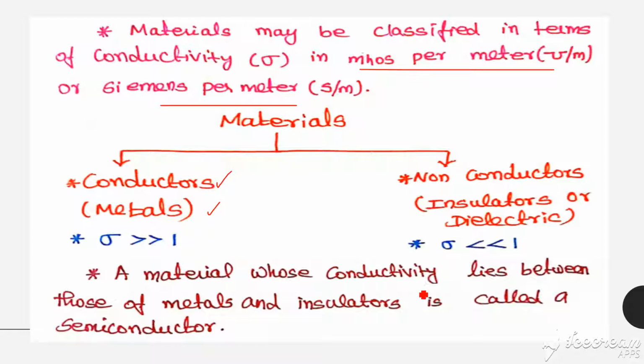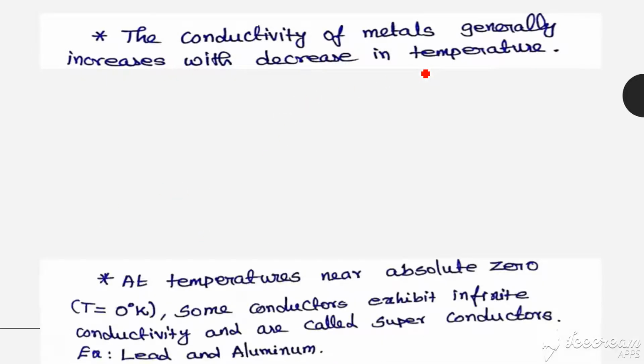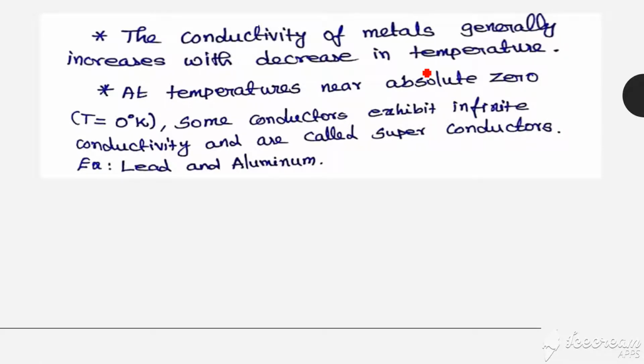A material whose conductivity lies between that of metal and insulator is known as a semiconductor. The conductivity of a metal generally decreases with increase in temperature. At temperatures near absolute zero, that is 0 degrees Kelvin, some conductors exhibit infinite conductivity and are called superconductors. Examples of superconductors are lead and aluminium.